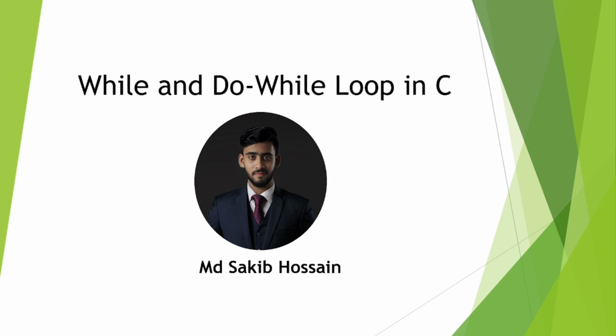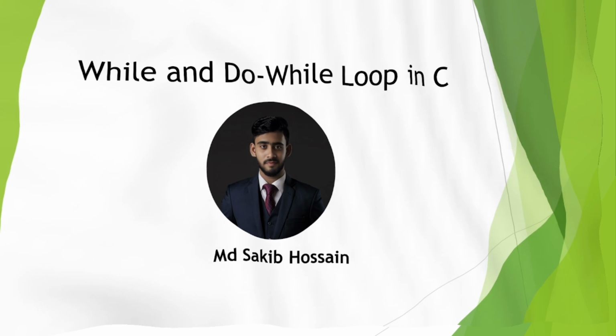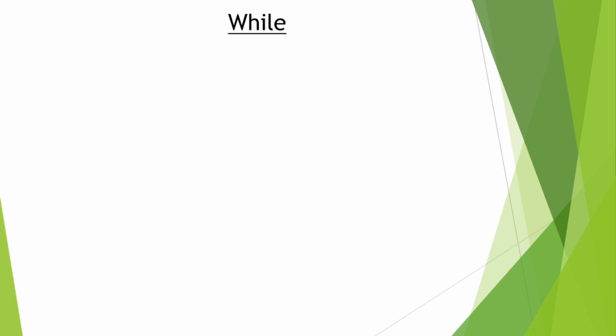Today we are going to learn about while and do while loop in C. First, while. What is while loop? While loop is a control structure and used to execute a block of code repeatedly under a given condition. If the given condition is true, then the loop will continue and execute the block of the code. Let us see the definition.